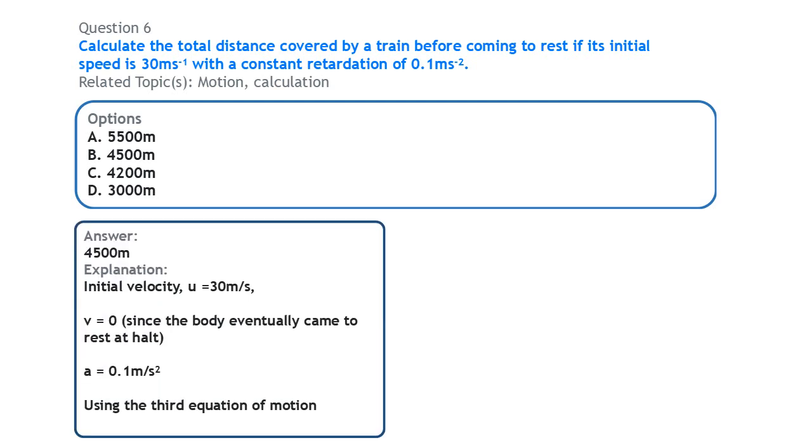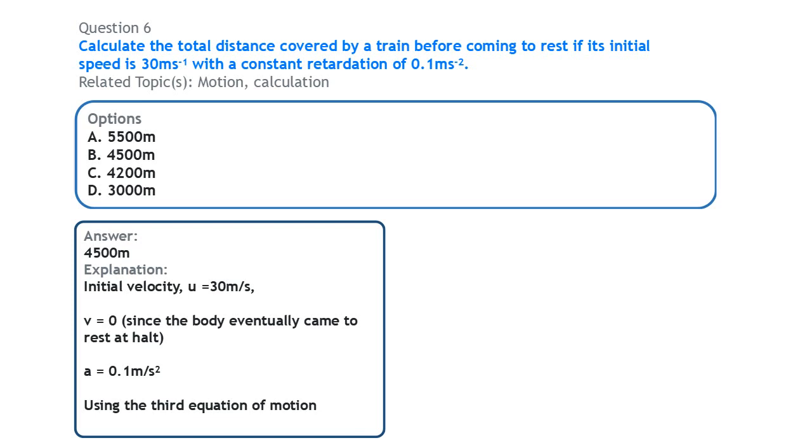So the initial velocity, as we have from the question, the initial speed is 30 meters per second. Now, since that train came to rest, it's retarded, meaning it decelerated until it came to rest. That means that the new velocity of that train is going to be 0, since it came to rest, or it came to a halt.